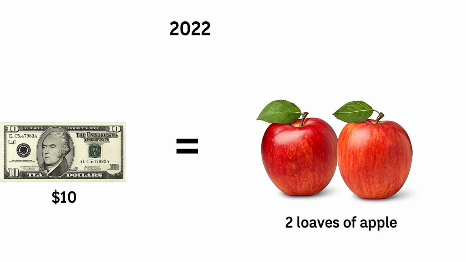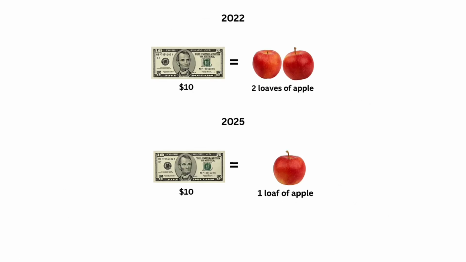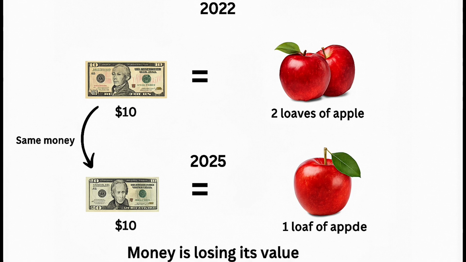For example, in 2022, you could buy 2 apples for $10, but due to high inflation, 3 years later in 2025, you could only buy 1 apple for $10. So you buy less stuff with the same amount of money.